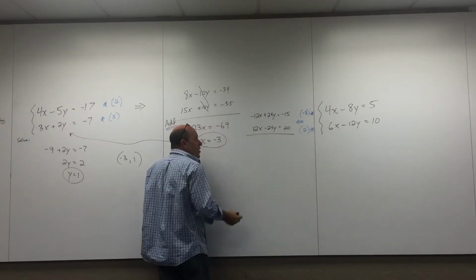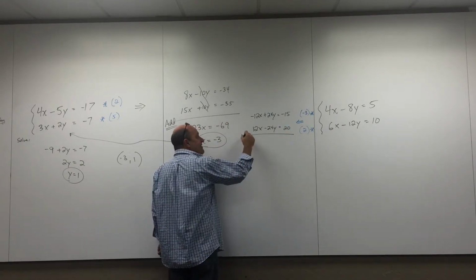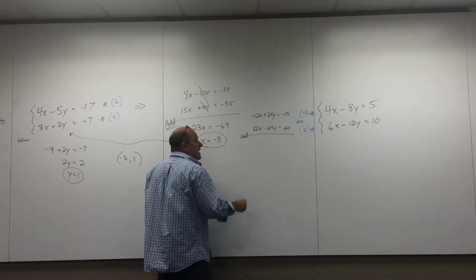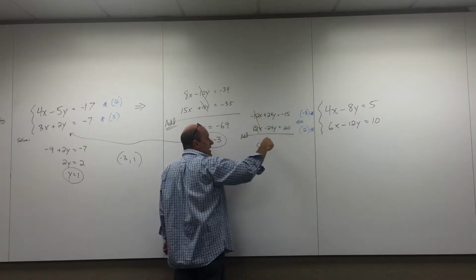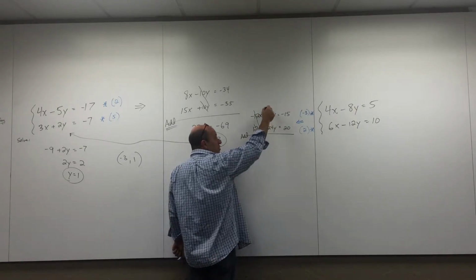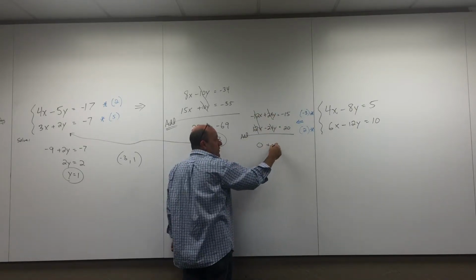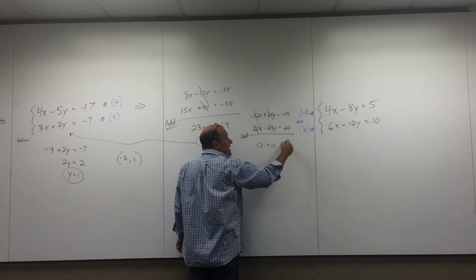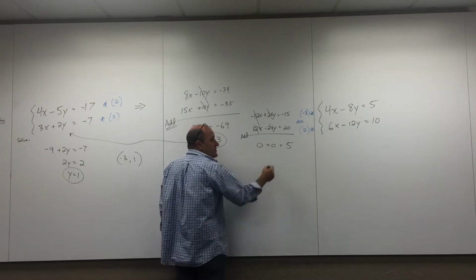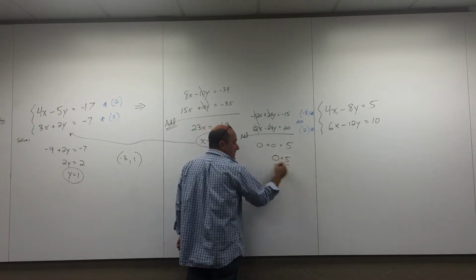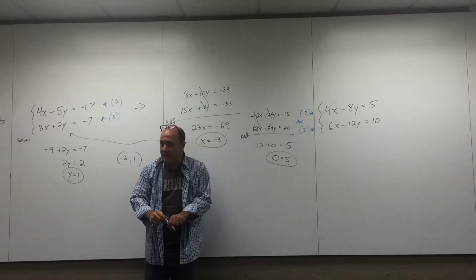This is kind of awesome. Watch what happens when you try to add these to eliminate. The x's eliminate. That was our goal. We get no x's there. This is weird though. The y's just eliminated also. And over here, these numbers add up to 5. And so I'm staring at an equation that says 0 equals 5. Okay, I warned you about that last week.